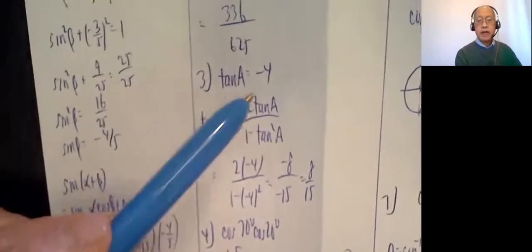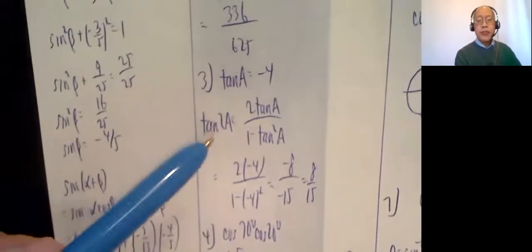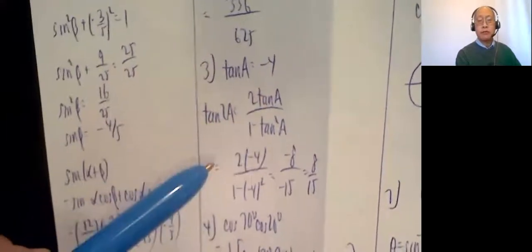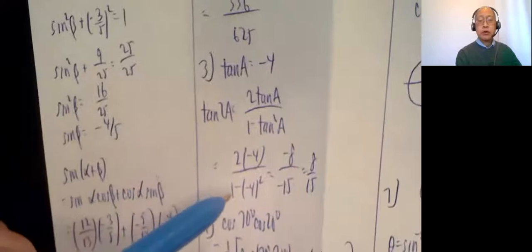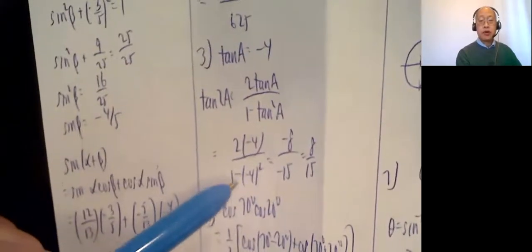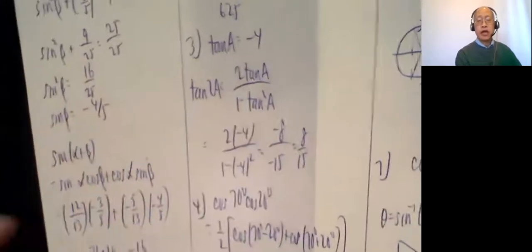Number 3, tangent of A is negative 4. Tangent of 2A is 2 tan A over 1 minus tangent squared of A. 2 times negative 4 over 1 minus negative 4 squared. Negative 8 over 1 minus 16, which is negative 15, so the answer is 8/15.